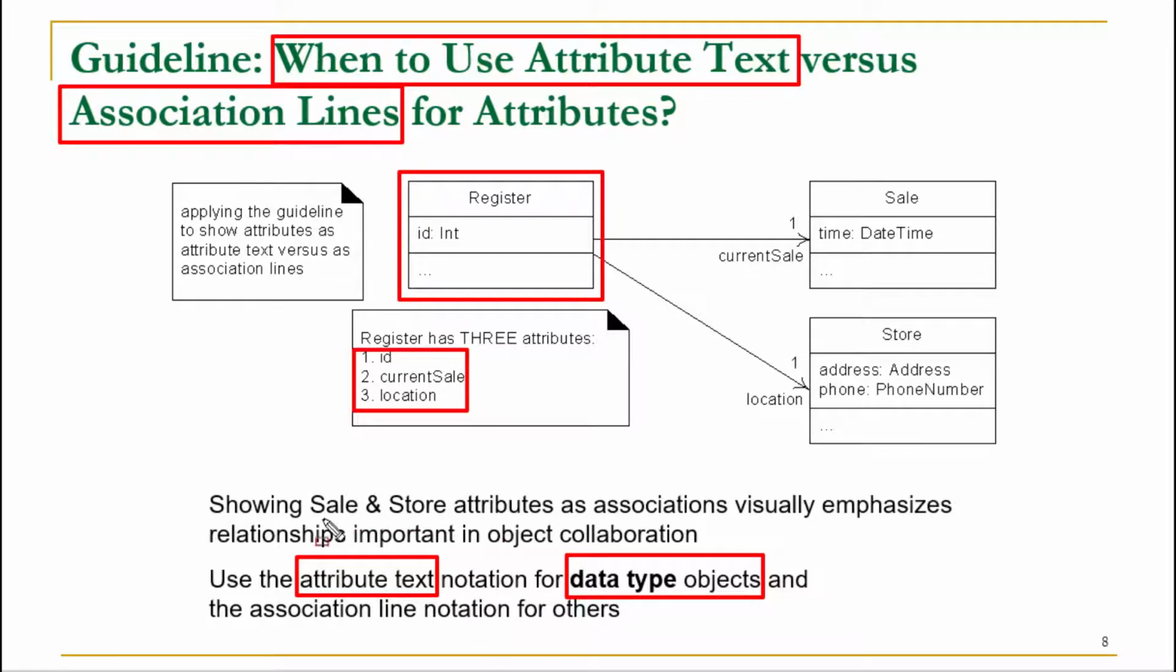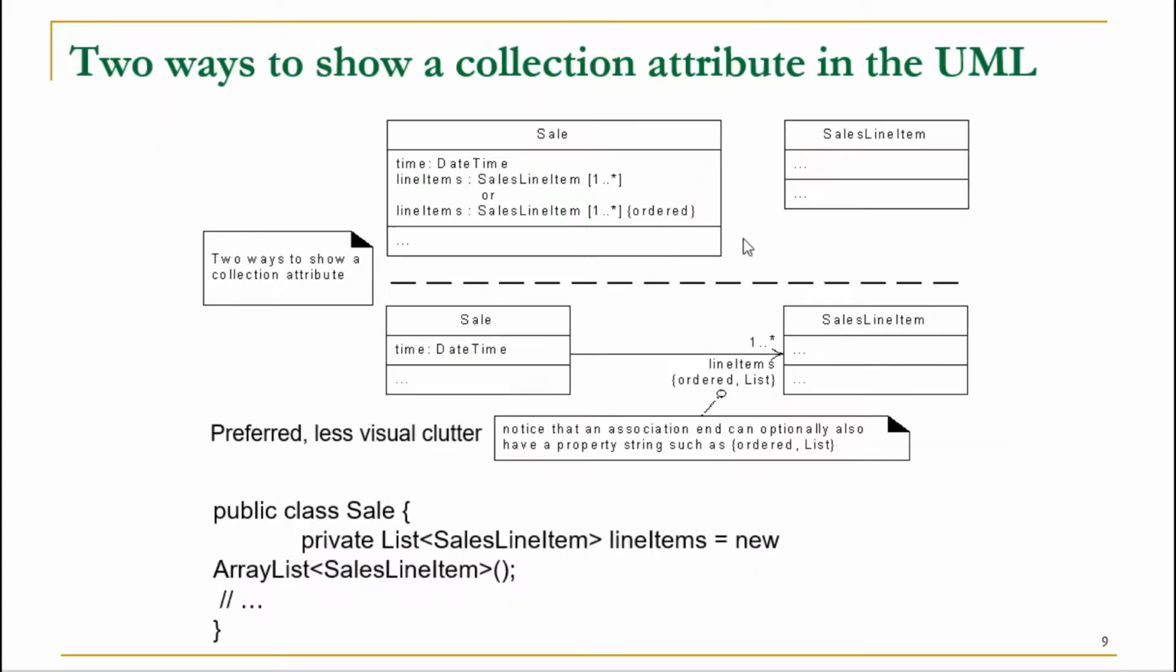So here in this case you can see that showing sale and store attributes as associations visually emphasizes relationships important in object collaboration. It's emphasizing that the relationship with the store and the relationship with the sale are important, and they are because of this current sale attribute and the location attribute.